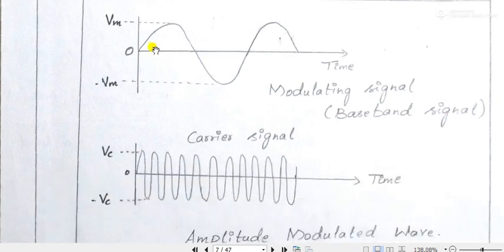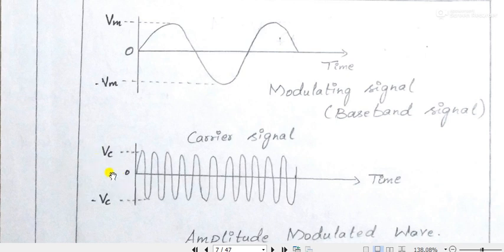Waveform representation of an AM. From Vm to minus Vm, this is the amplitude of the modulating signal, and from 0 up to this point, this is the time period of the modulating signal. And if you want to find the frequency, that is f equal to 1 by T. If we know the time, from that we can find the frequency of the modulating signal.